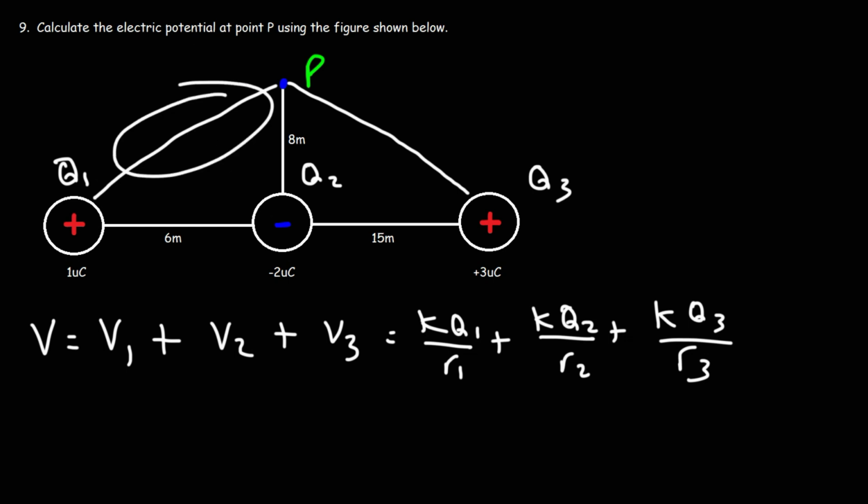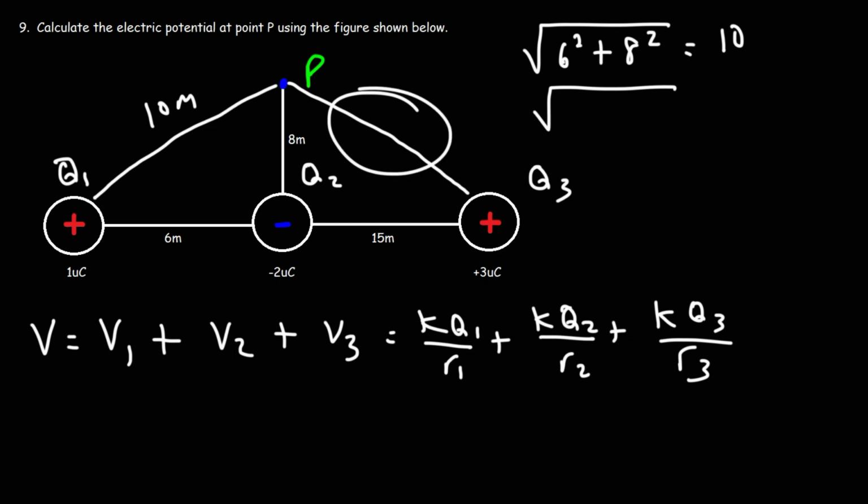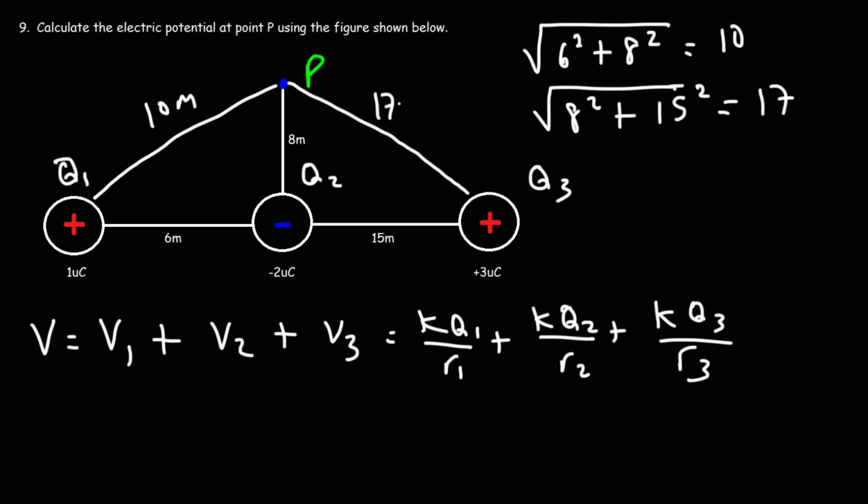So let's find the hypotenuse of this triangle. Using the Pythagorean theorem, we could take the square root of 6 squared plus 8 squared. And this is based on a 3, 4, 5 triangle. If you double it, you get 6, 8, 10. So this is 10 meters. And then to get the other hypotenuse, it's going to be the square root of 8 squared plus 15 squared. So this is the 8, 15, 17 triangle. So this is going to be 17 meters.